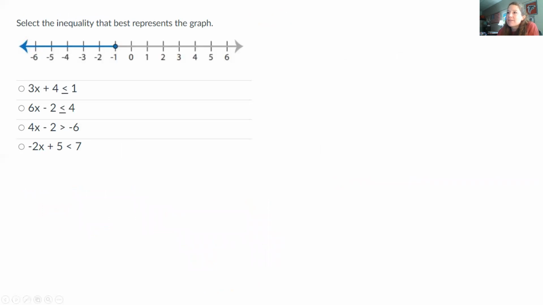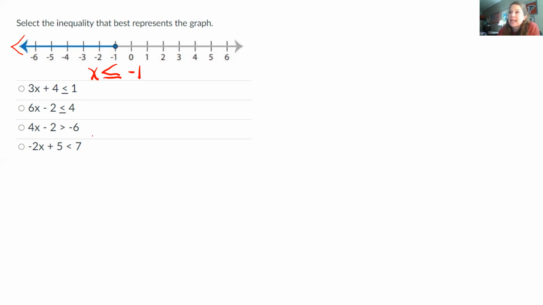All right, now you guys have some problems to do. So here's an example of one. The first thing you're going to want to do is solve these inequalities, because what is graphed up here? X, the unknown part, is either equal to -1, or my arrow goes like that, doesn't it? So this is X is less than or equal to -1.